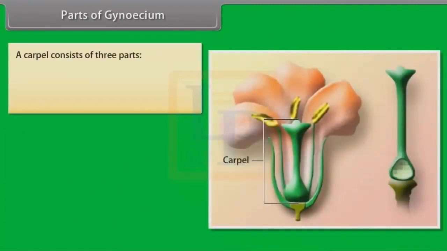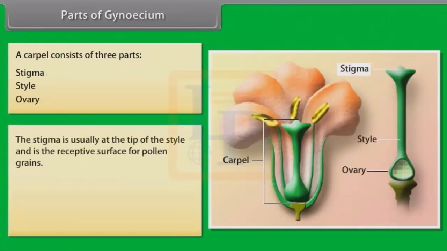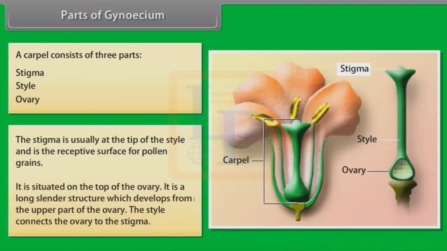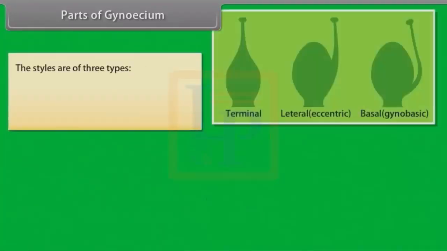Parts of gynoecium. A carpel consists of three parts: stigma, style, ovary. The stigma is usually at the tip of the style and is the receptive surface for pollen grains. It is situated on the top of the ovary. The style is a long, slender structure which develops from the upper part of the ovary. The style connects the ovary to the stigma. The styles are of three types: terminal or apical, lateral, gynobasic.